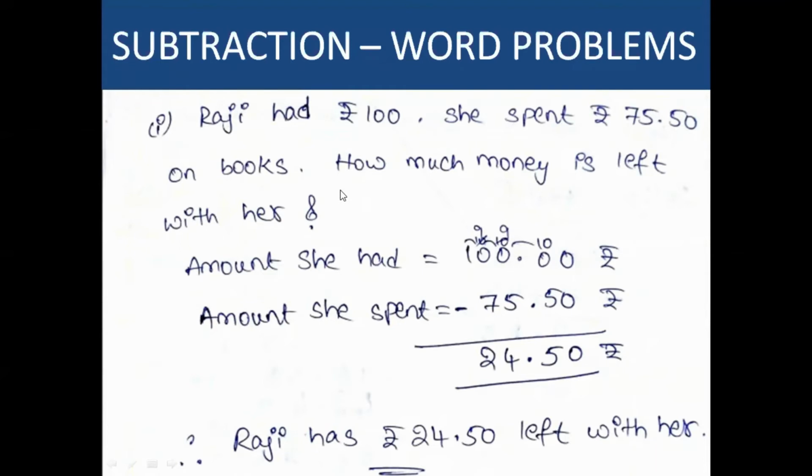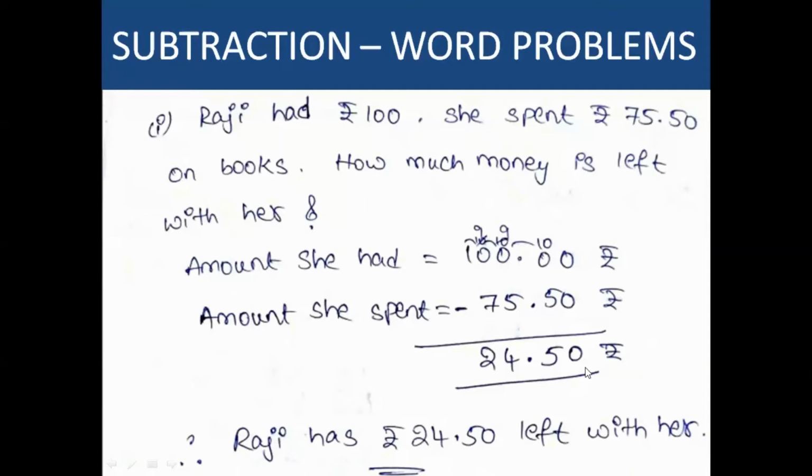Subtraction word problems. Raji had rupees 100. She spent rupees 75.50 on books. How much money is left with her? Solution. Amount she had 100. Amount she spent 75.50. Here it is in decimal. 100 is in whole. We had to change into decimals. So we had to add decimal part. That is 0.00.